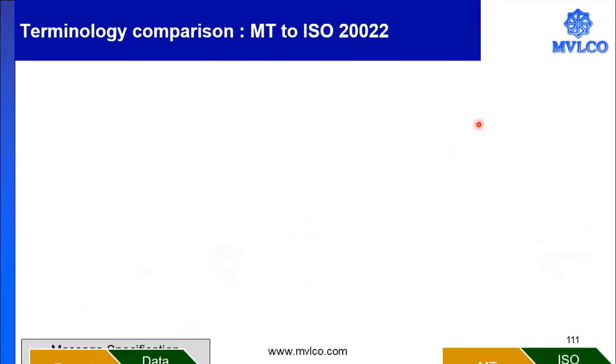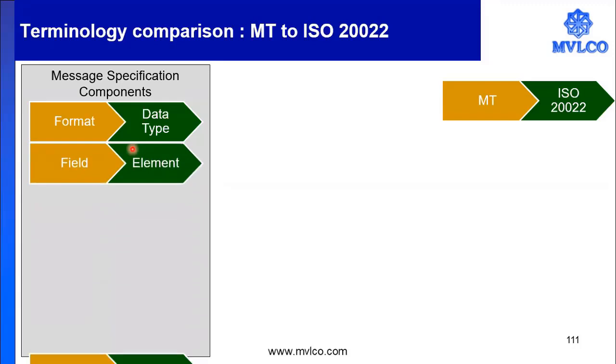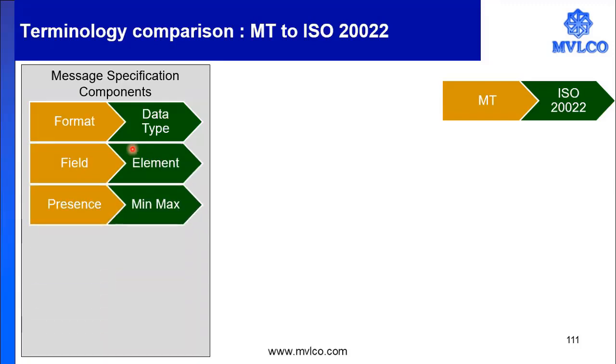Let's now begin our discussion on the terminology comparison first. What terminology you see in the golden color will be the MT terminology, and whatever you see in the green color is the ISO terminology. What we call as format in MT will be known as the data type in ISO. Field becomes element. Presence is min and max. Yesterday we talked about 1.0 or 1.1 or 1.star 0.1. Like those, we spoke about the multiplicity occurrences, also known as the min and the max.